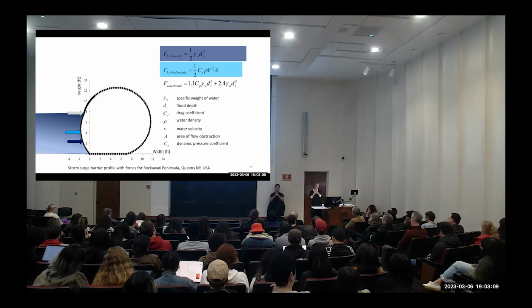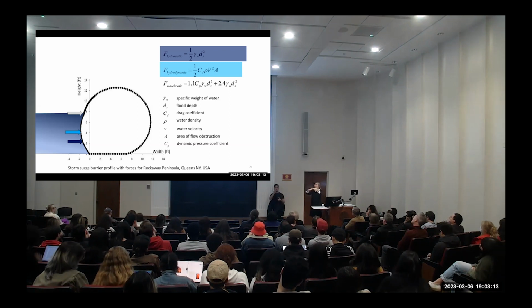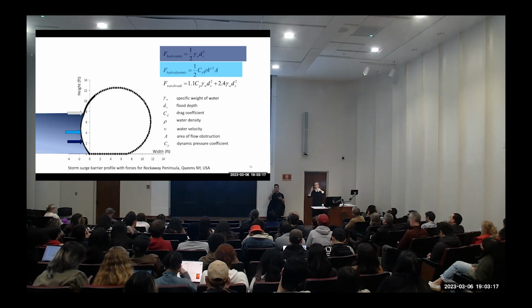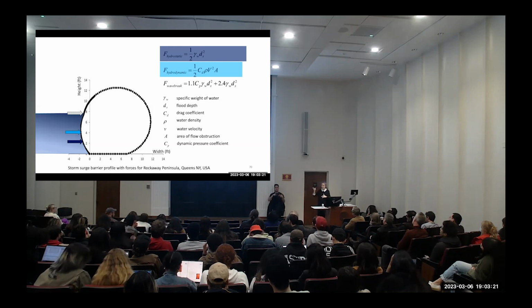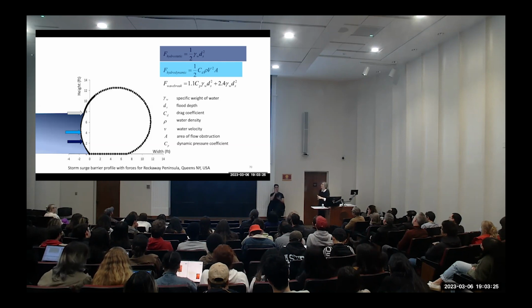We have three kinds of loads. The first load is hydrostatic load, so that's just the water that sits there. The other one is the hydrodynamic load, which is just the waves going on and off and on and off. And then the third load is the wave break load. That's the same one that we saw in the nets, right? This is the waves crushing on the barrier.